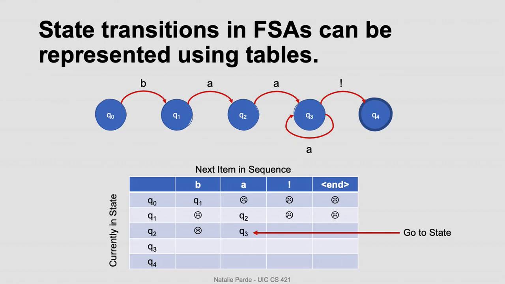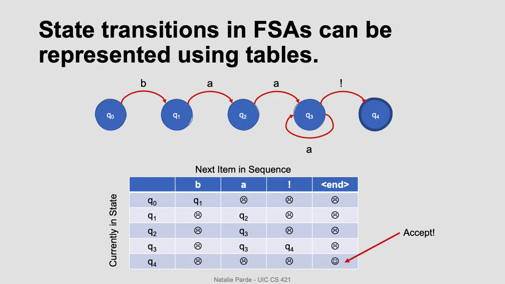We finish filling out the Q1 row and move on to the Q2 row. We can transition from Q2 to Q3 if we see an A, so we go ahead and add that to the table. We proceed some more and reach the row for Q3. We can transition from Q3 back to itself, Q3, if we see an A, so we go ahead and add that to the table. We can transition from Q3 to Q4 if we see an exclamation mark, so we go ahead and add that to our table as well.